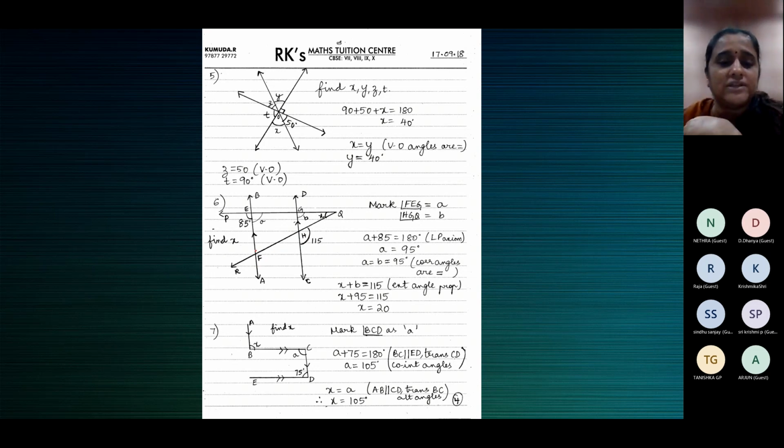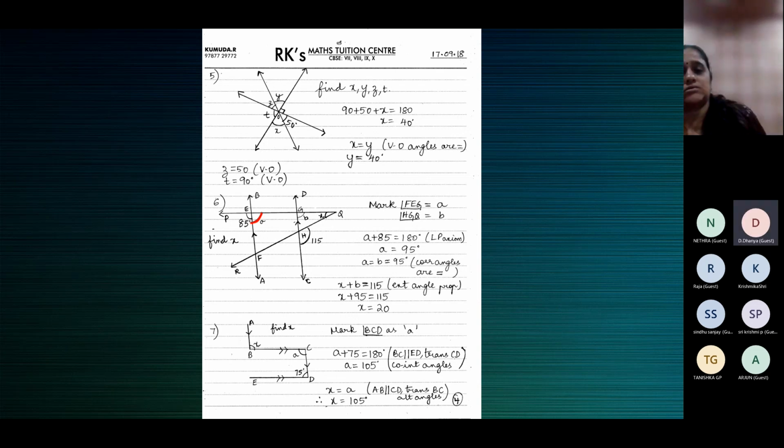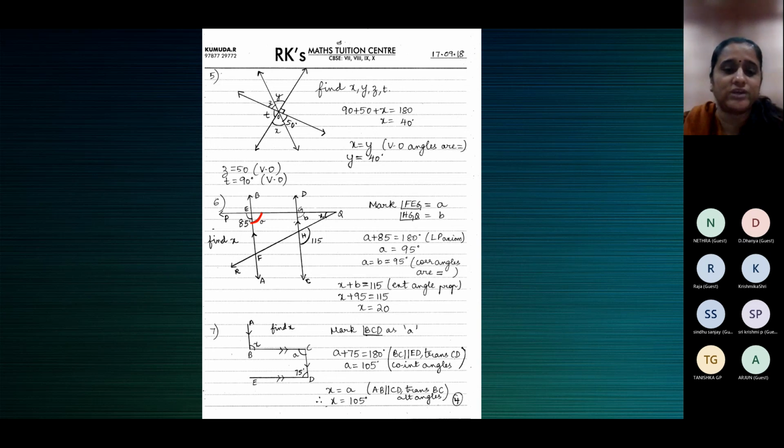If you want to name this angle, instead of calling it A, how do you name this angle, children? Use three letters. Angle FEG, ma'am. Yes, it is right. FEG or GEF. Because the angle is here.